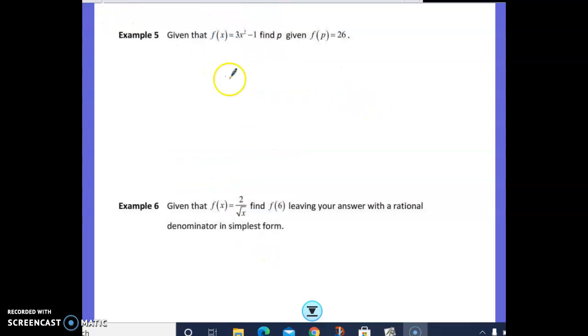Okay, another couple of examples for you then. f of x equals 3x squared minus 1. Find p given that f of p is 26. So f of p would be 3p squared minus 1. We're told that's equal to 26. So 3p squared minus 1 is equal to 26. Got minus 1 here, so it comes over, becomes plus 1. So that would be 27.